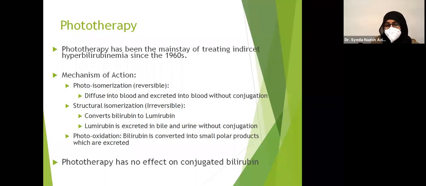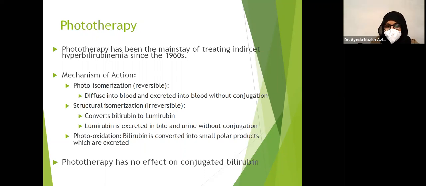It also irreversibly isomerizes the unconjugated bilirubin into lumirubin, which is a hydrophilic form of bilirubin pigment and is excreted easily in the urine and does not require conjugation by the liver to be excreted. The third mechanism is photo-oxidation of the bilirubin, through which it is converted into small products which can again be easily excreted into either bile or urine without requiring conjugation by the liver.